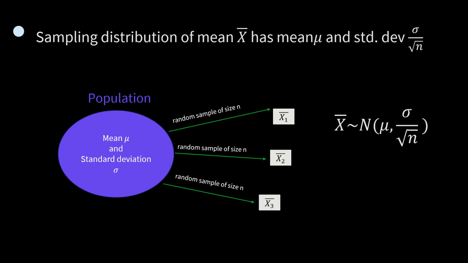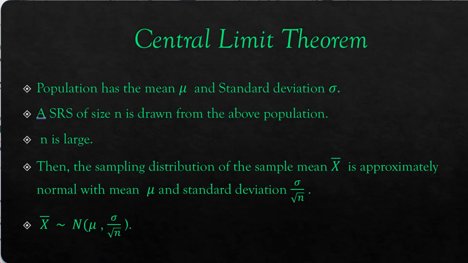This is explained by a theorem called Central Limit Theorem. In the Central Limit Theorem, like in our previous case, we have a population with the mean mu, standard deviation sigma. A simple random sample of size n is drawn from this population, and if n is large, then the sampling distribution of the sample mean x bar will be approximately normal with mean mu, standard deviation sigma by square root of n.